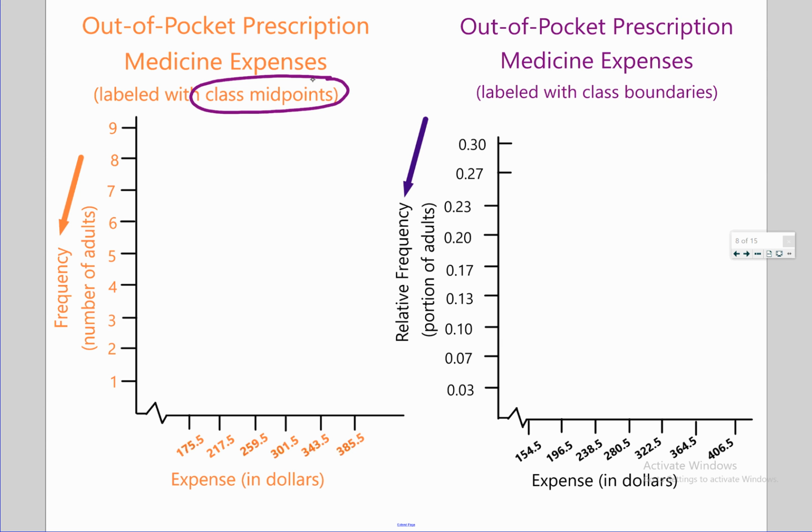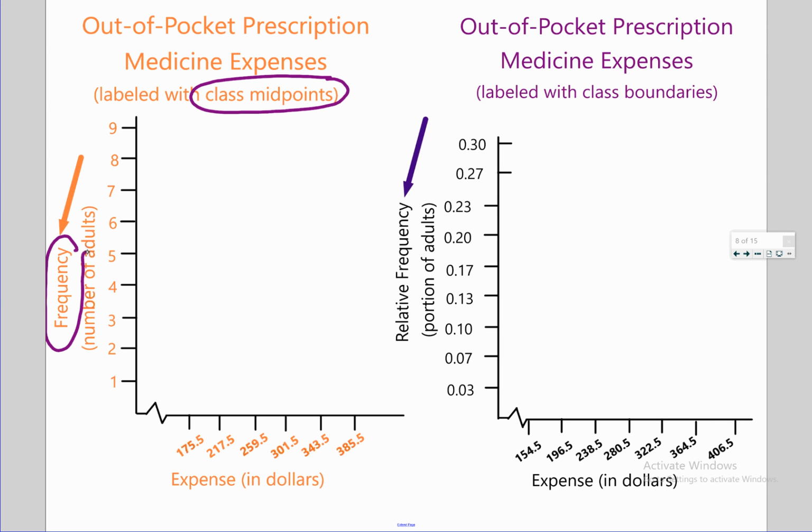Couple things to notice. I labeled all your axes, so expense in dollars is what I'm looking at on the bottom. That's what my data represents. And on the side is frequency. When we see frequency, it's just how many is what we're talking about. So we're just labeling 1, 2, 3, 4 all the way up. My x-axis did not start at 0, so I have a little break in the graph to show that there's a jump from my origin to get to whatever this first value is.